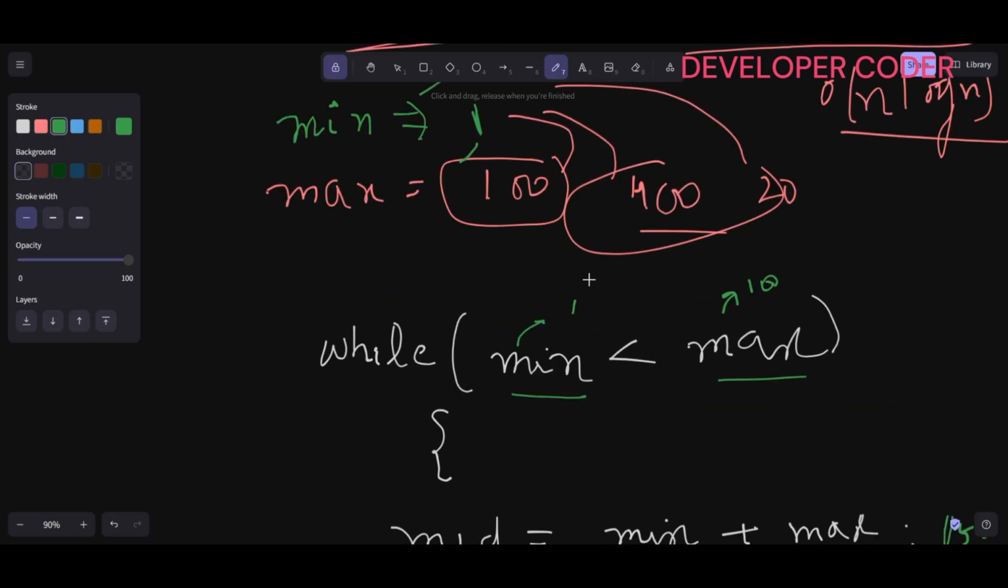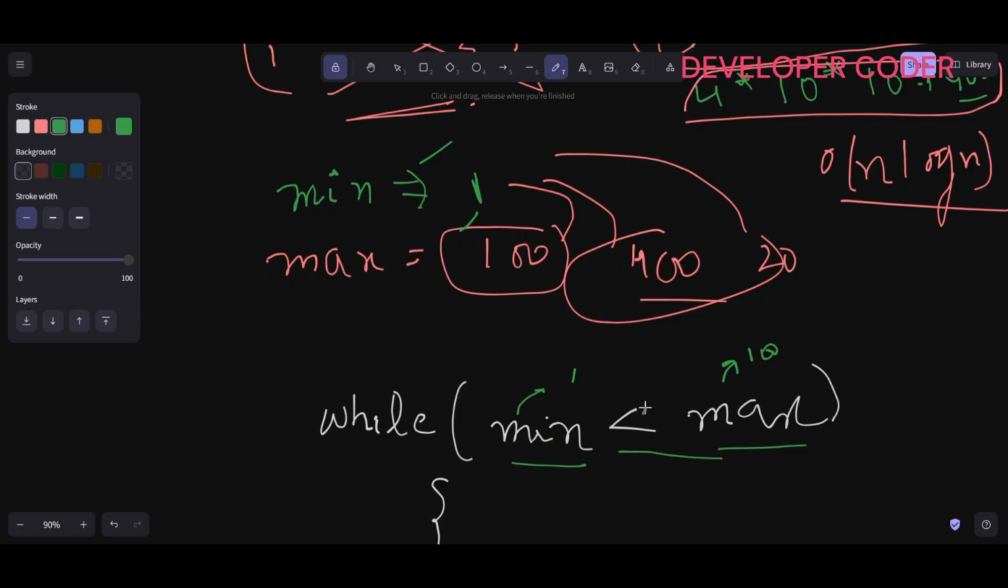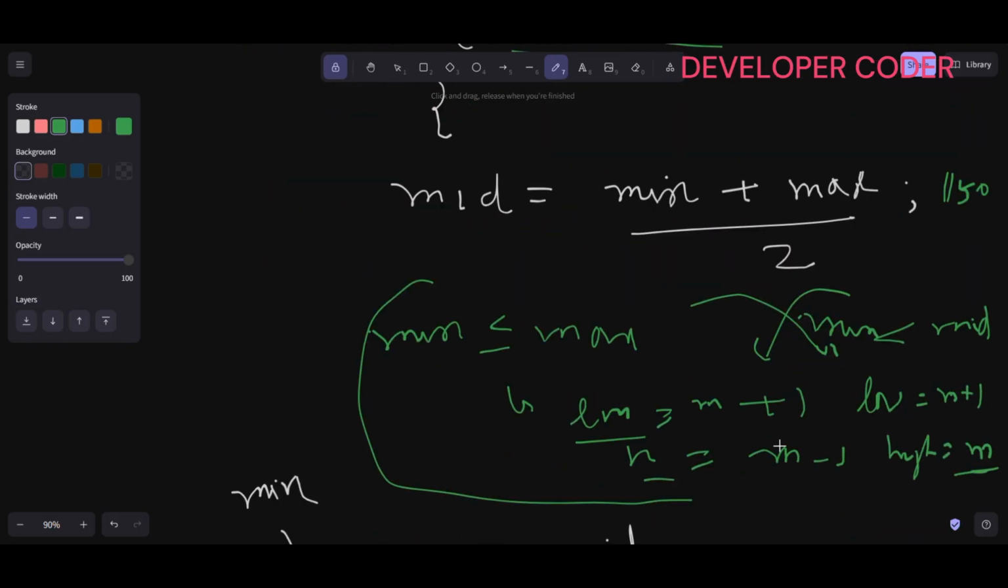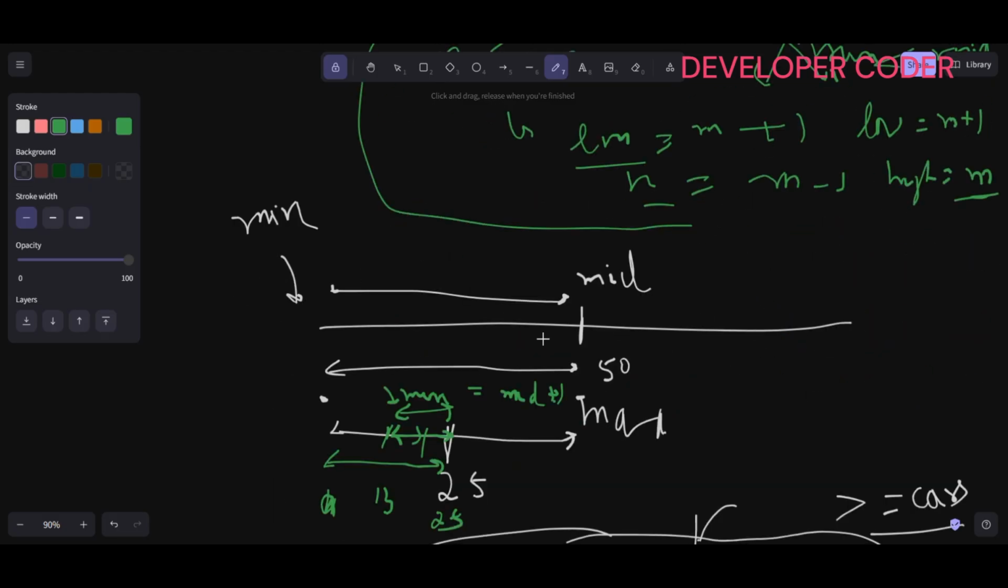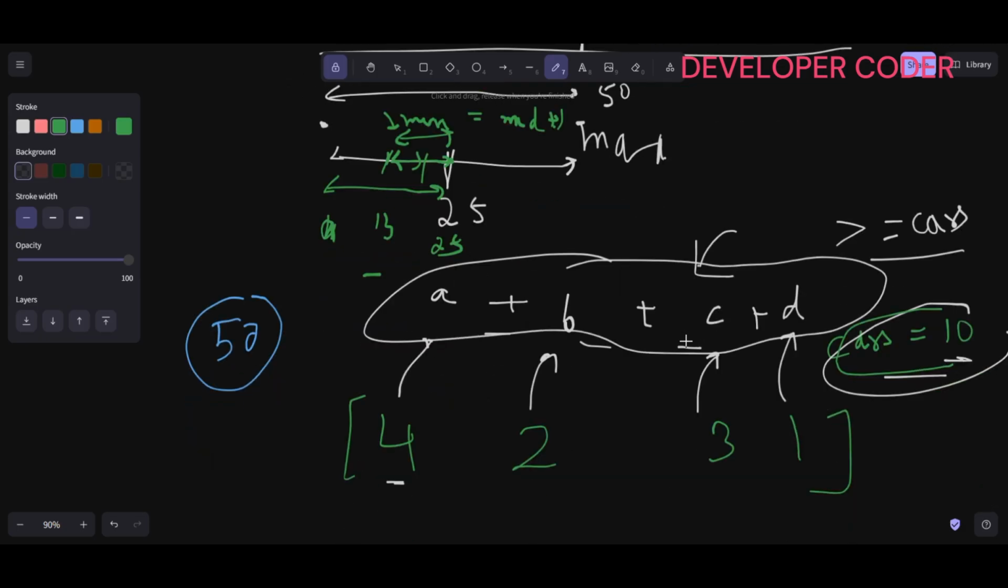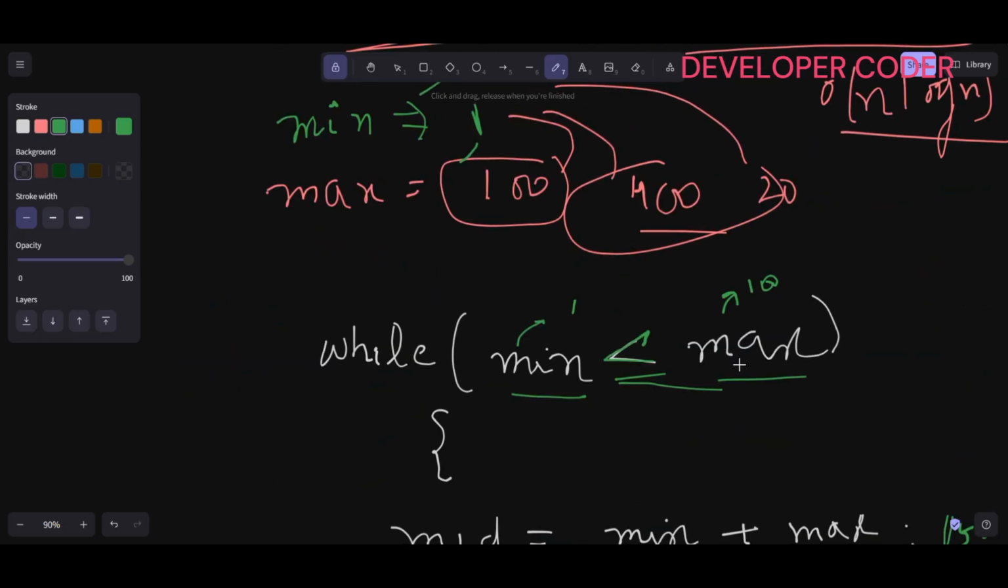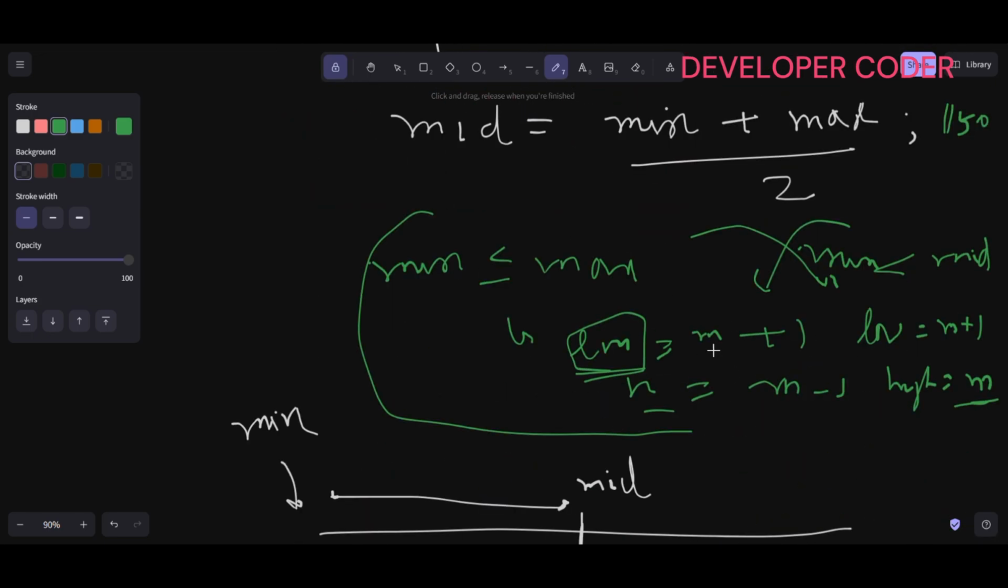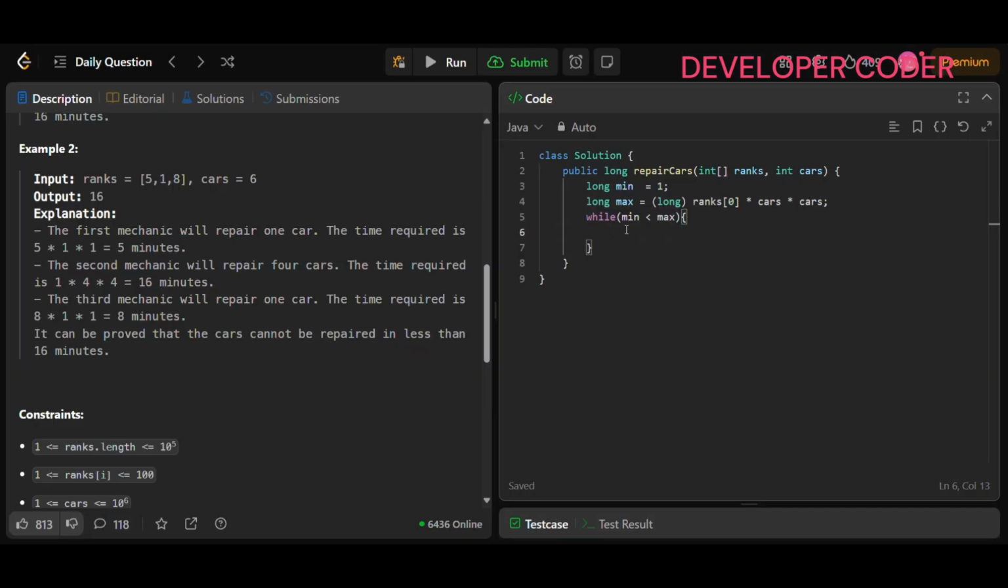I am writing it with min less than max, so you can try to build the logic using min less than equal to max, and then you may or may not need to update your low or high. So just take paper and pen, try to solve any particular example, and see whether you are able to solve with min less than max or min less than equal to max, and with what values you take: low is mid plus 1, high is mid minus 1, or low is mid plus 1, or high is just mid. Using paper and pen you can also find out whether we have to return low or high. So just practice it. All right, so this is done.